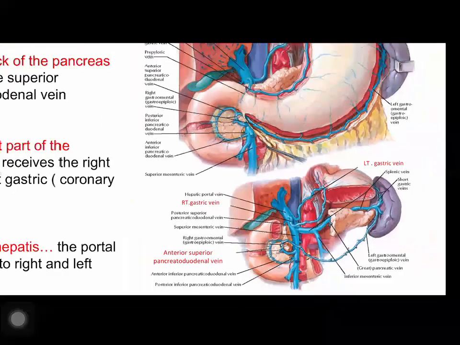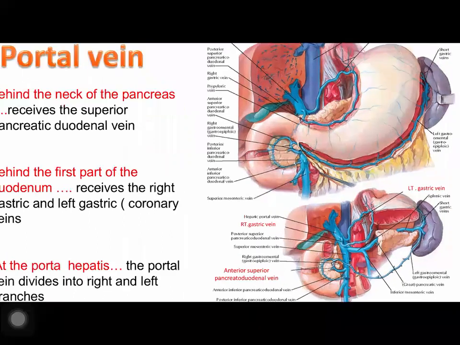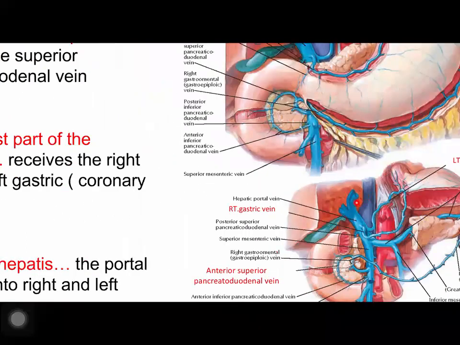The left gastric vein and right gastric vein, which are also called the coronary vein, run free in the lesser omentum, separated by the inferior vena cava from the epiploic foramen. This area is called the portocaval space, which has normal lymph nodes that enlarge due to any pathological process.